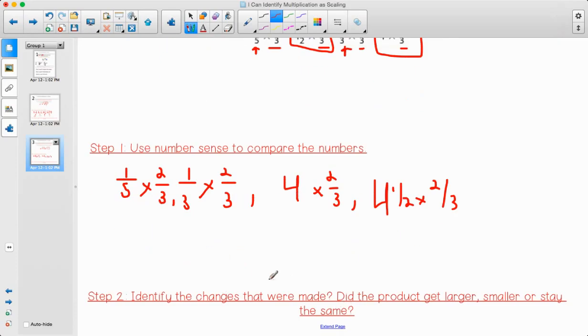And then again, step 2 just says identify the changes that were made. Did the product get larger, smaller, or stay the same? So we know since we multiplied by something less than 1, this would get smaller. Again, multiplying by something less than 1, this would get smaller. And both of these would get bigger or increase in size because we're multiplying by something significantly larger than 1.